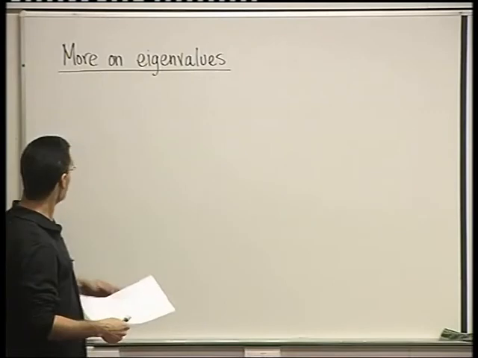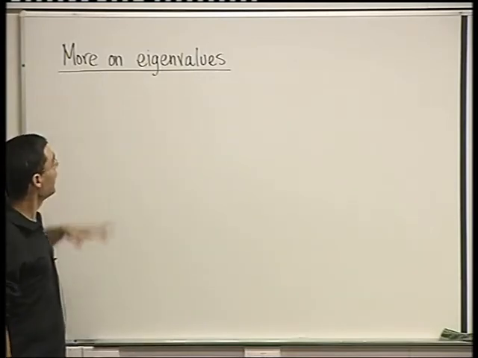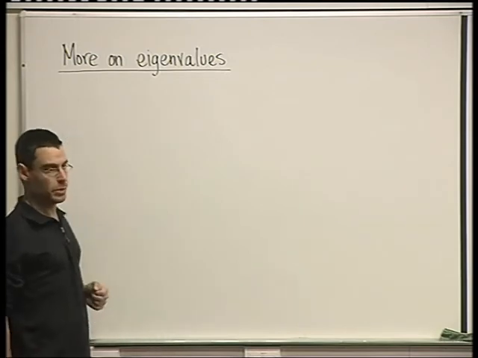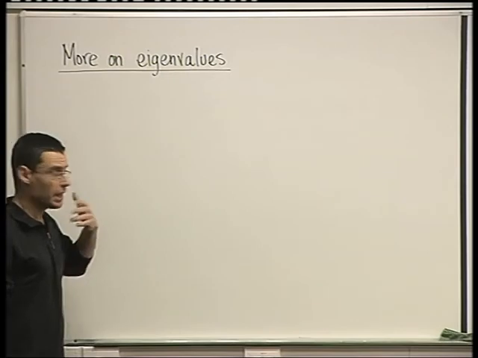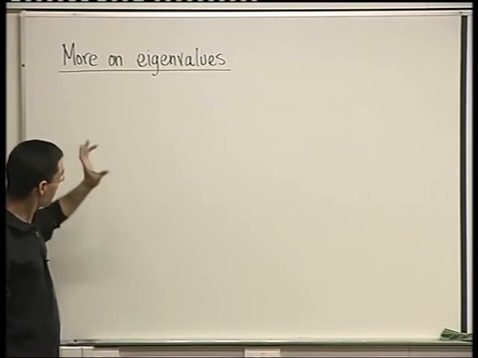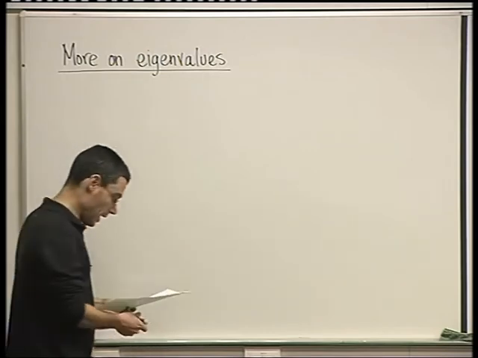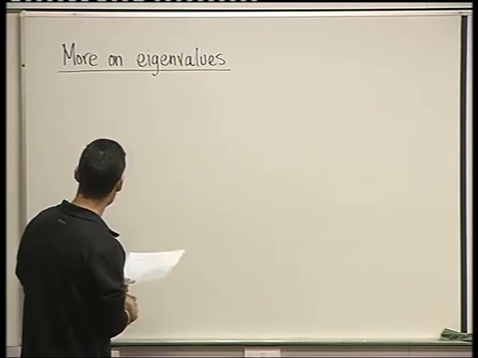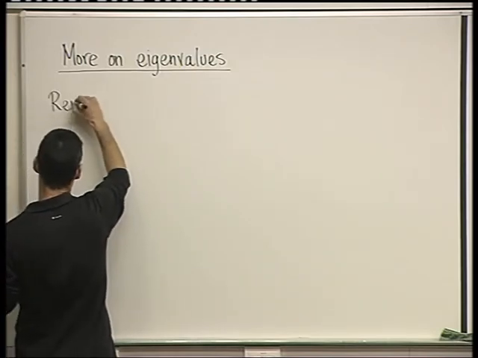Okay, so what I want to do is collect a few more facts, theorems, about eigenvalues related to other stuff like similarity, like the characteristic polynomial, like many more things, but the main theme is still going to be those eigenvalues.